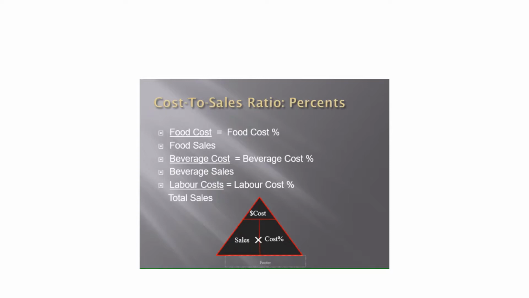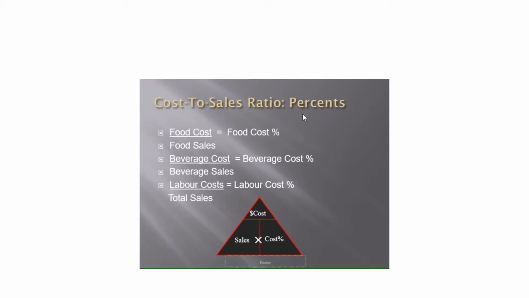Our food cost percentage is our food cost in dollars divided by our food sales in dollars. I'm just trying to find my pen here. For some reason, I can't find my stylus, so I'm doing this with my fingers. So I apologize if it's a little messy.